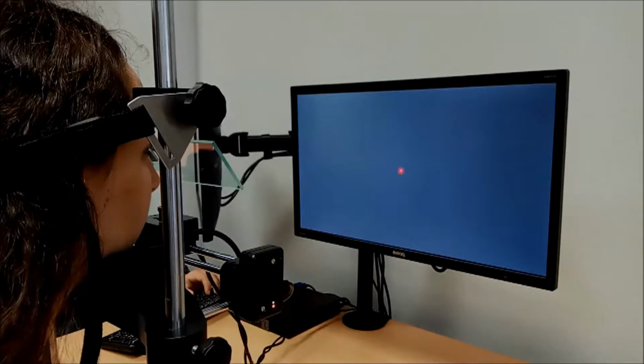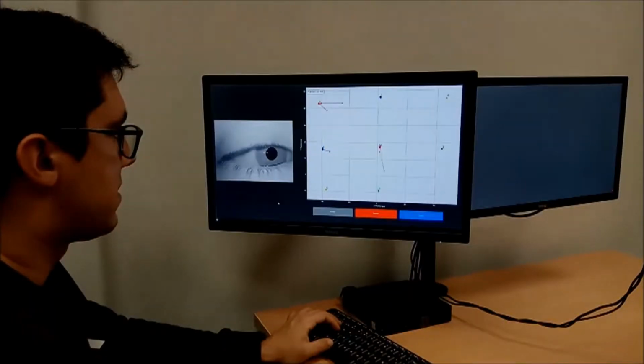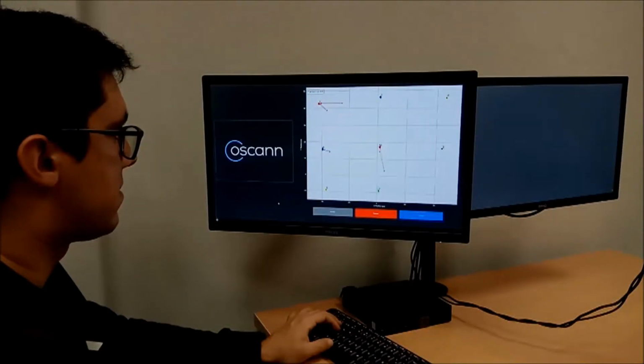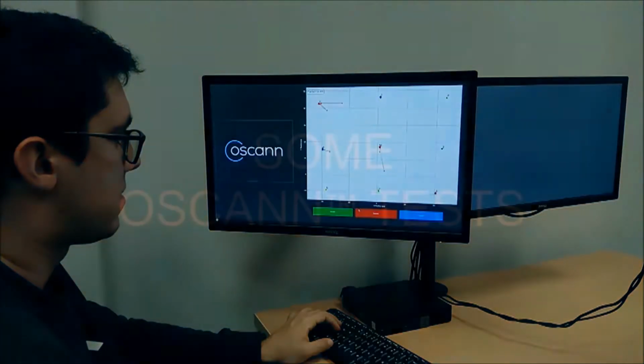Before making a test, it is necessary to calibrate the system. For this purpose, the patient has to look at several predetermined points on the screen. Afterwards, the test can be conducted.